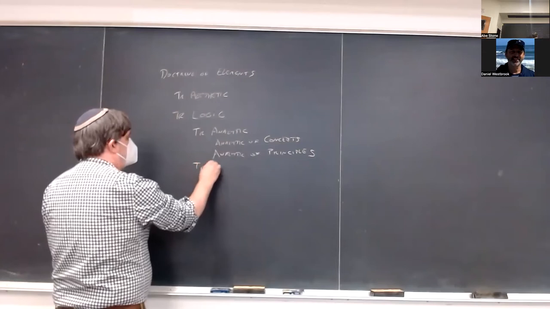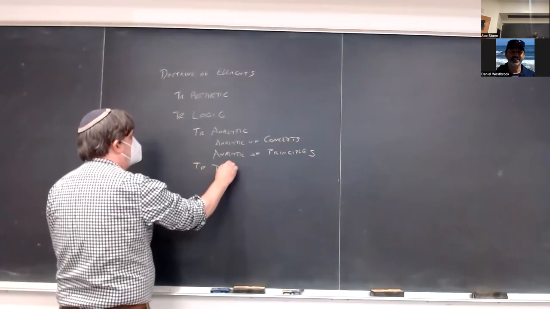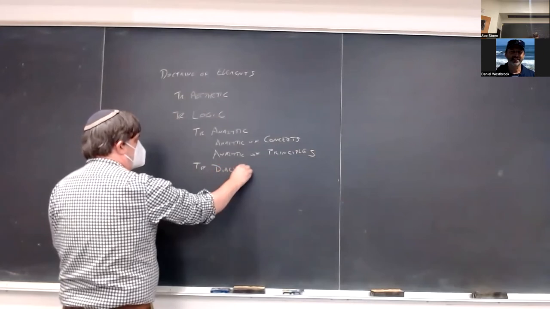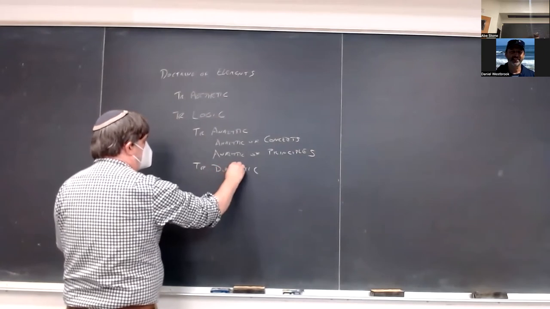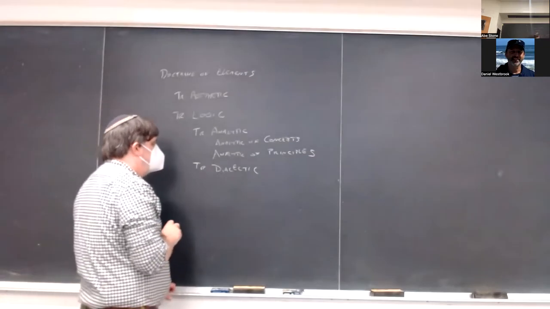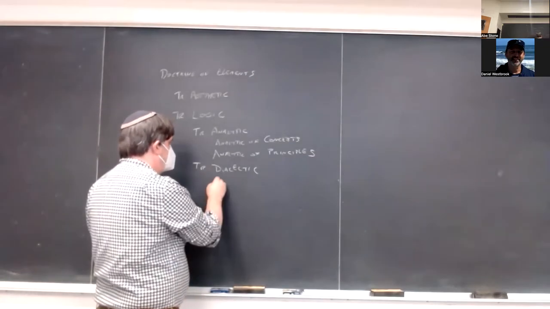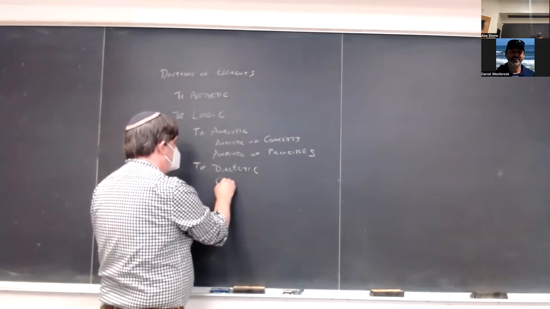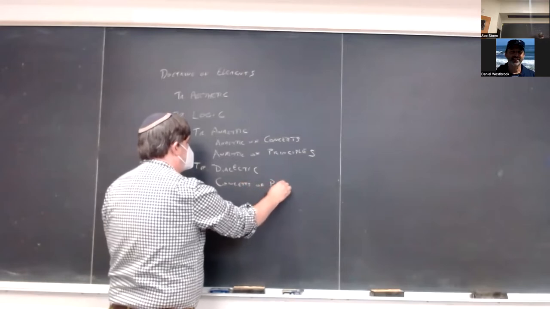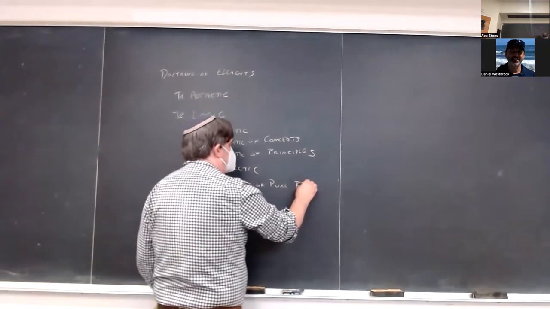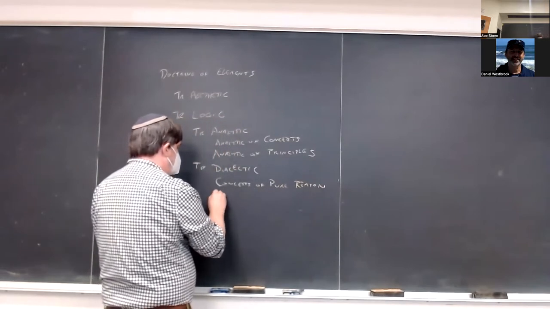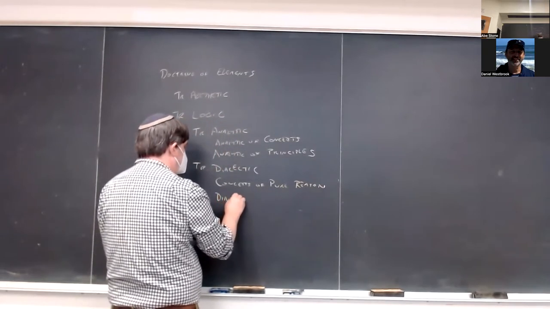Then we now move on to the second part of the transcendental logic, the transcendental dialectic. And the transcendental dialectic also has two parts. This maybe is a little bit surprising, actually. The two parts are the concepts of pure reason and the dialectical inferences of pure reason.